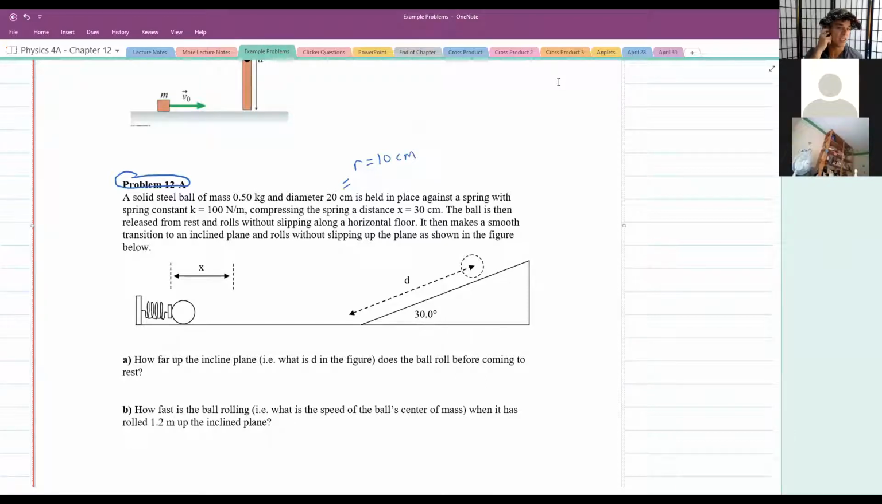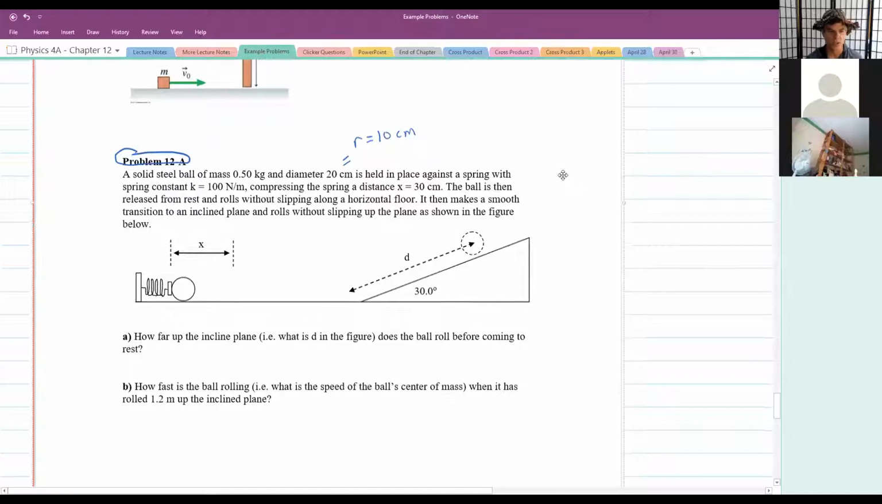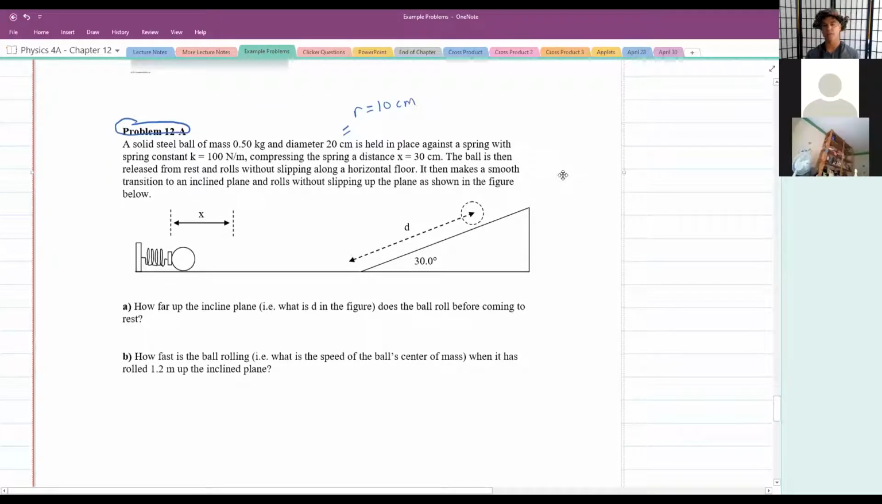The ball is then released from rest and rolls without slipping along a horizontal floor. It then makes a smooth transition to an inclined plane, rolls without friction up the plane as shown in the figure below. Question is, how far up the inclined plane does the ball roll before coming to rest? How fast is the ball rolling when it's rolled 1.2 meters up the inclined plane?